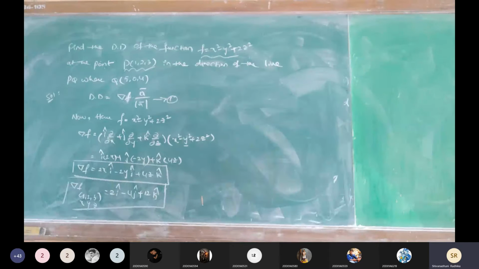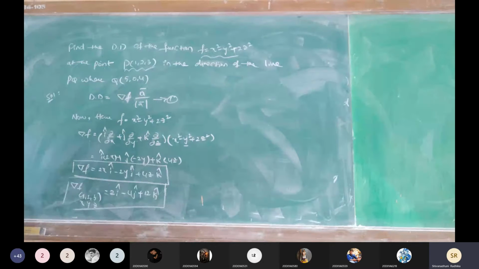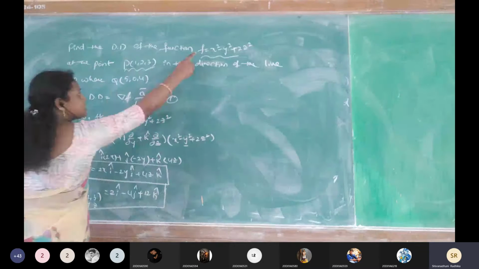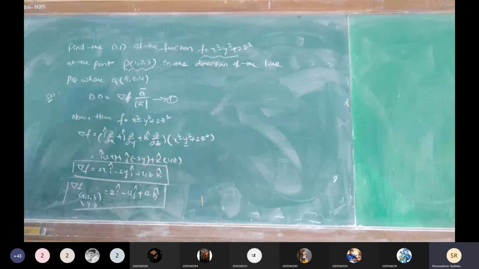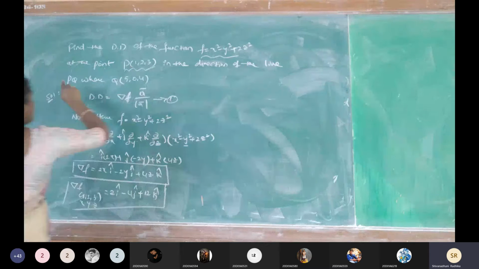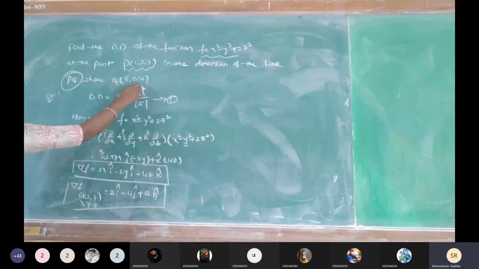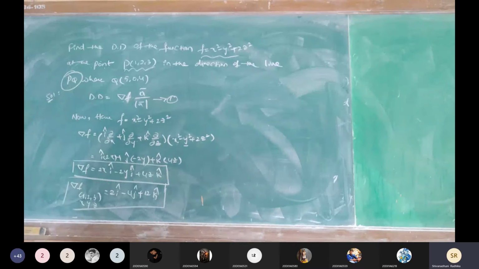In the directional derivative formula, A bar is the directional vector. By using that we are going to find the directional derivative of the given function f. But we don't have the directional vector directly in the given problem. We have P (1, 2, 3) and the direction of the line PQ, where Q equals (5, 0, 4). So we first find the PQ line, which is the directional line, and by using that we find A bar.